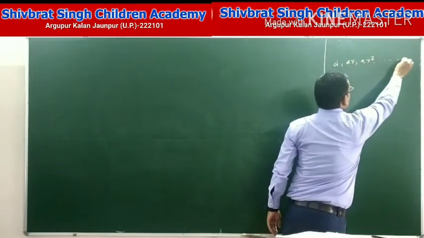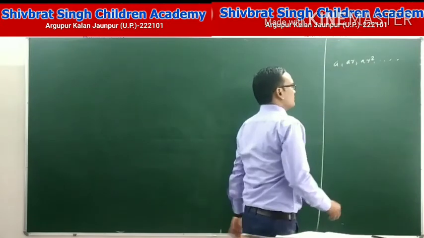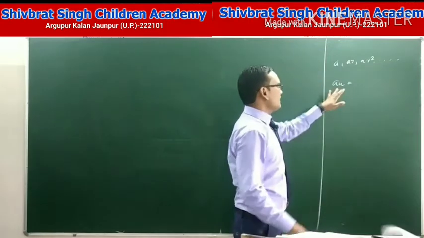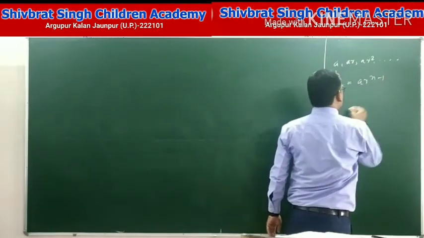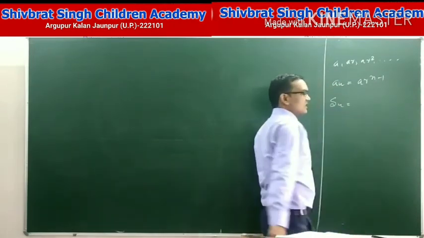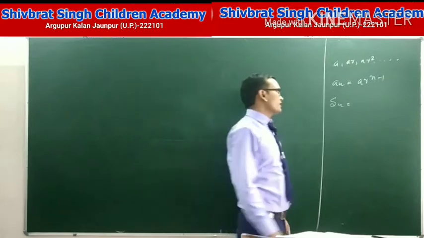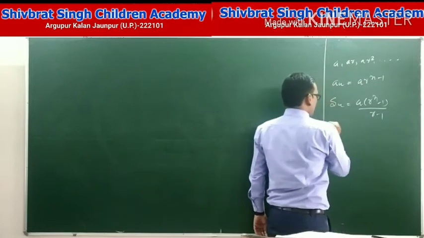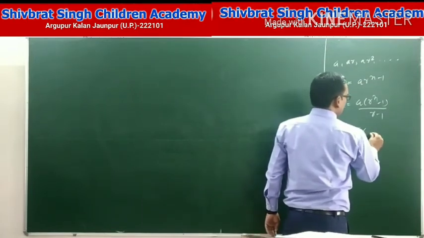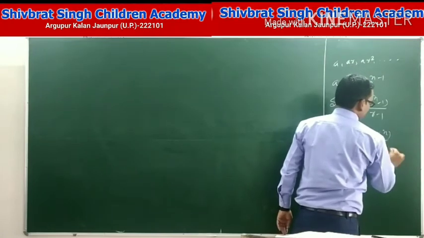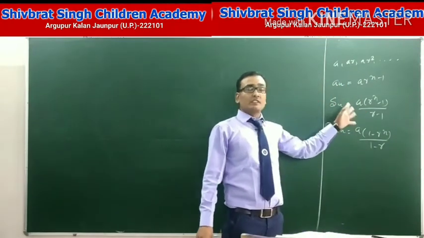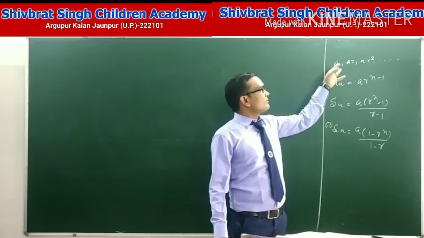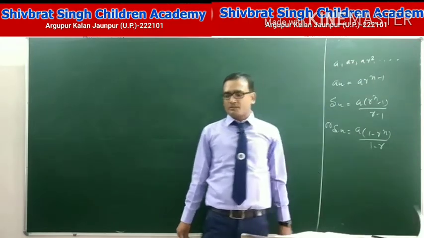a, ar, ar square, and so on. This is the geometric progression. The general term of the geometric progression is represented as an equal to a r to the power n minus 1, and the sum of the first n terms of a geometric progression is Sn equal to a (r to the power n minus 1) upon r minus 1, or Sn equal to a (1 minus r to the power n) upon 1 minus r. This formula is used to solve exercise 9.3, where a is the first term of the GP and r is the common ratio of the GP.